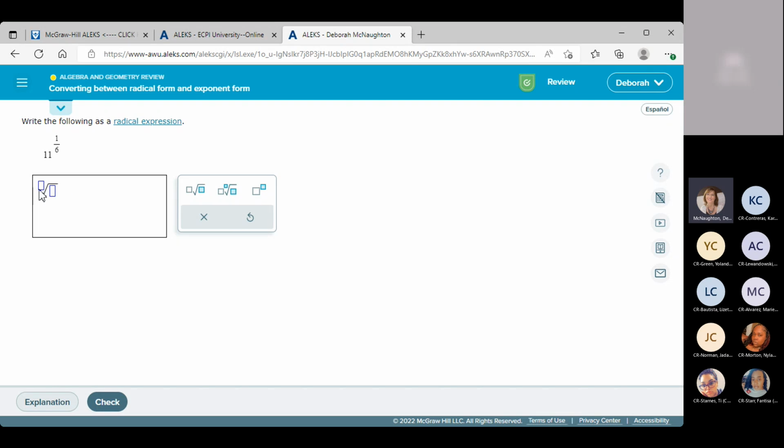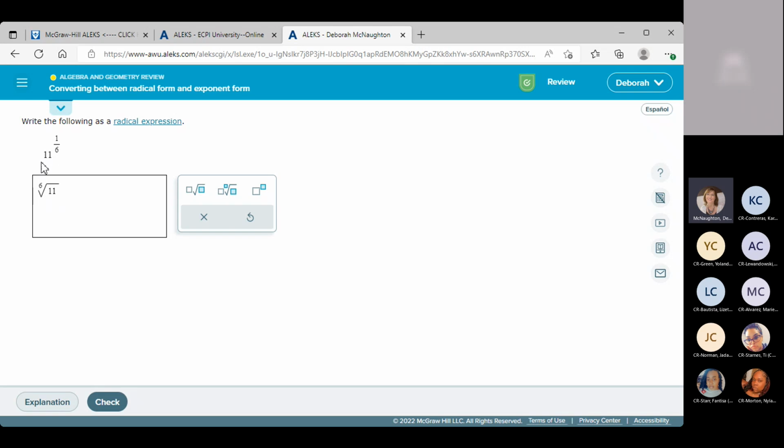It's inside of the root function. So I put the 6 there, and you see how it shows up really small. This is not multiplying. This is the sixth root of 11. So that is the number that if I multiplied it by itself 6 times, the answer would be 11. So basically x to the 6 equals 11, and the x is what this equals, the sixth root of 11.